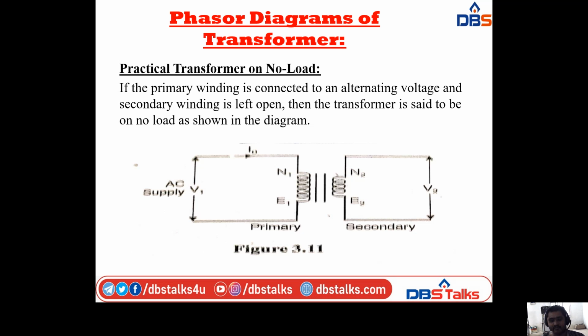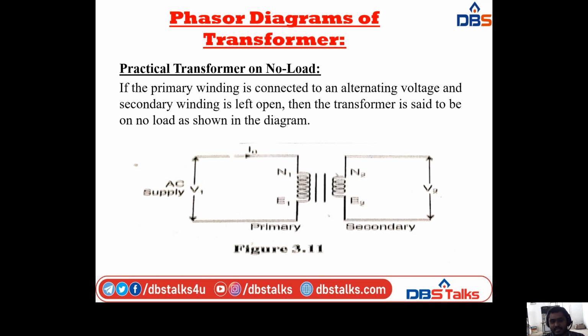Next we have the secondary winding. The secondary winding also consists of the number of turns N2, the EMF E2, and the terminal voltage V2, the secondary voltage. Like that we have this one. And this diagram is for the practical transformer on no load condition. That is the first case.